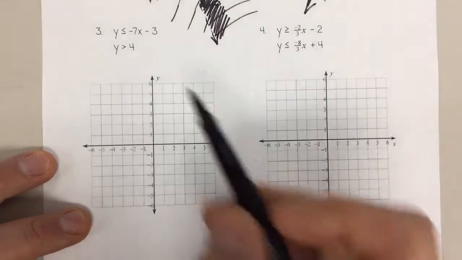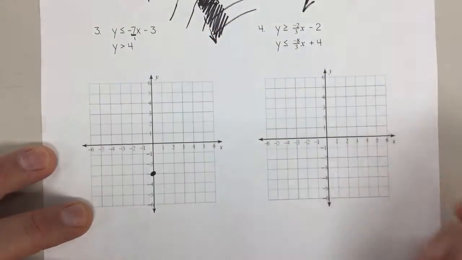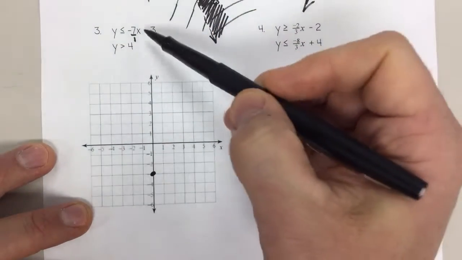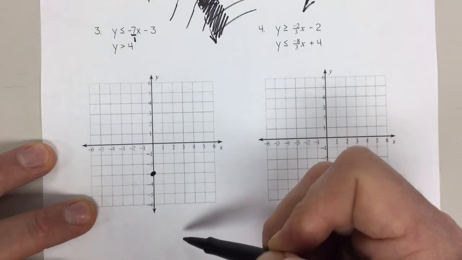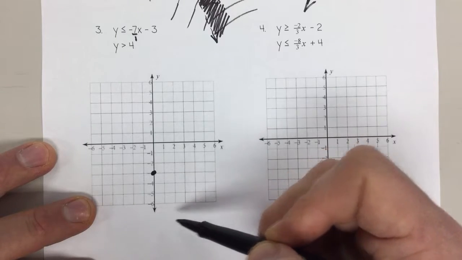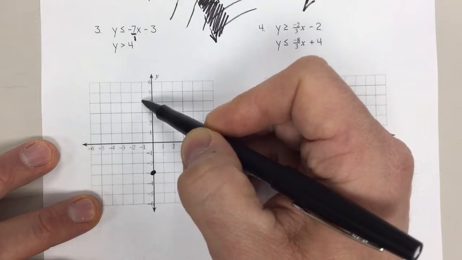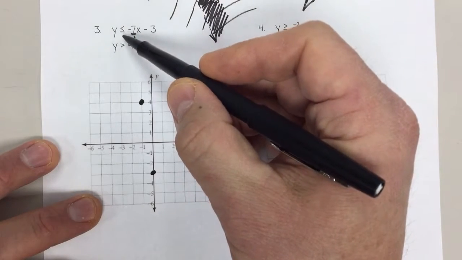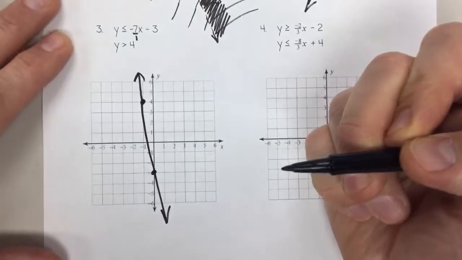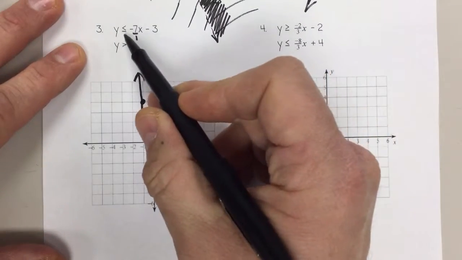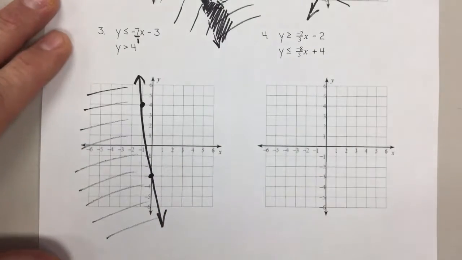Let's try the third example. I start at -3, put a 1 under the -7. It means I go down 7 over 1. Now, going down 7 over 1 takes me off the page. So instead of down 7 over 1, I can go up 7, back 1. Since there's an equal sign, I draw a solid line. Since it's less than the equation, my shading is going to be below the line.